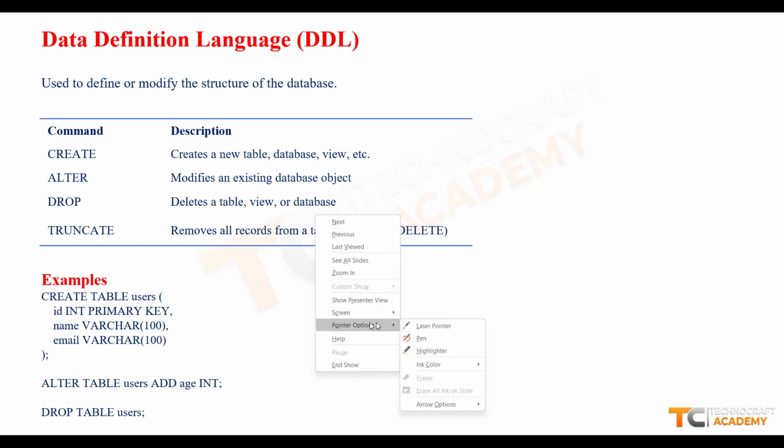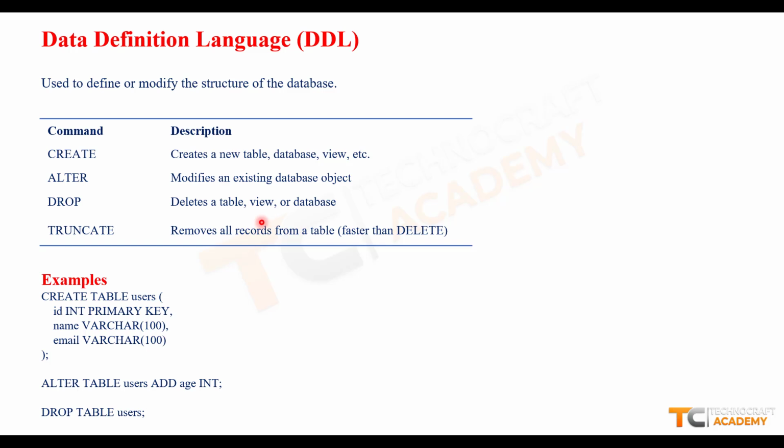Then we have alter. Alter is used to modify an existing table, database object, or view. We already created it by using create, and if you want to change it, we can use alter. Basically alter modifies the structure, so you can add columns or delete them. For that we use alter.